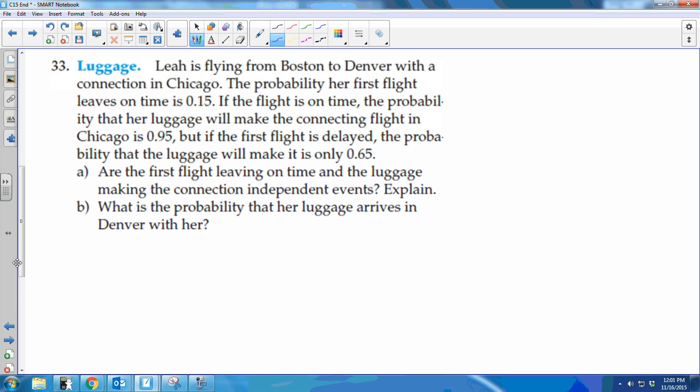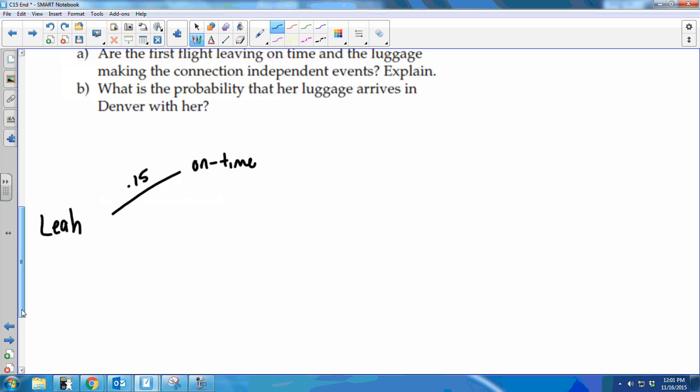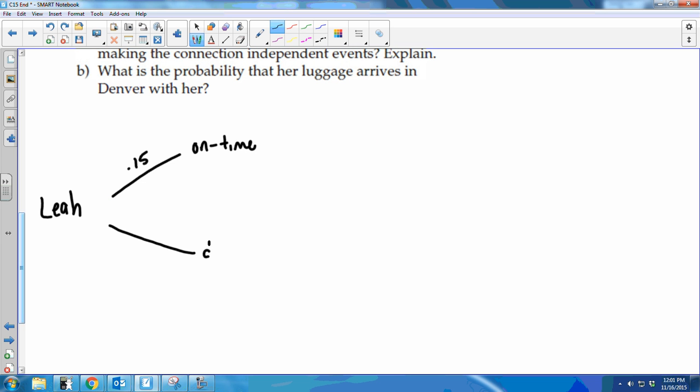So I'm going to go ahead and make the diagram that can go back and answer any of the questions. So you have Leah, who's flying from Boston to Denver. The first thing is, is the flight going to be on time, right? The luggage is dependent on if it's on time or not, correct? So we're figuring out if it's on time or not. So what percent of the time is the flight on time? And so then what percent of the time is it delayed or not on time? 0.85, right? Those have to add up to 1.